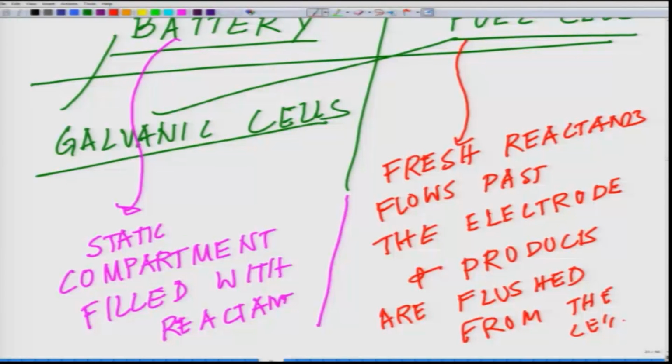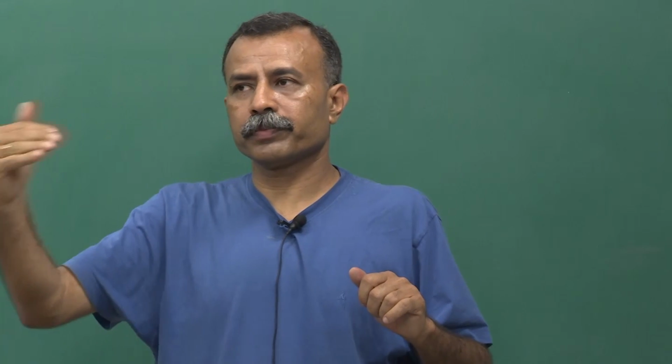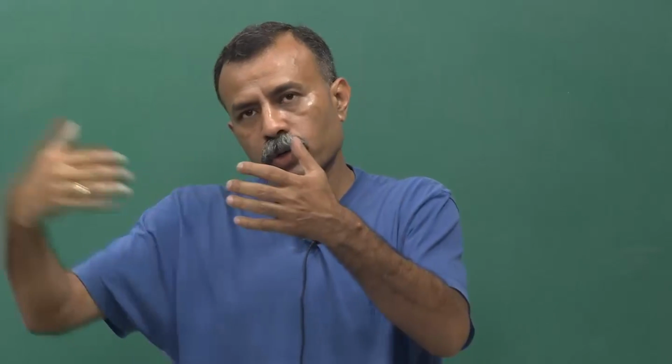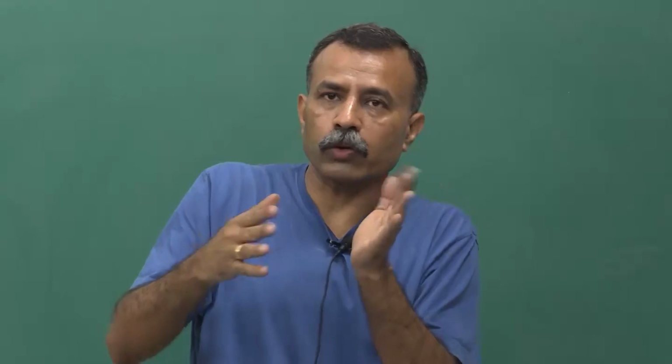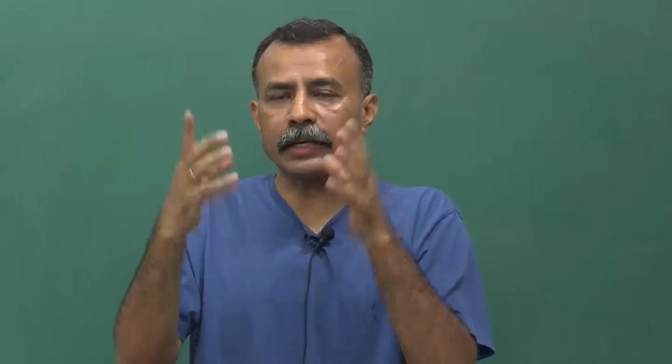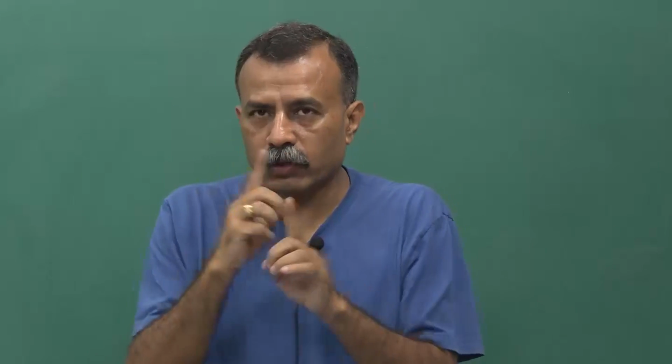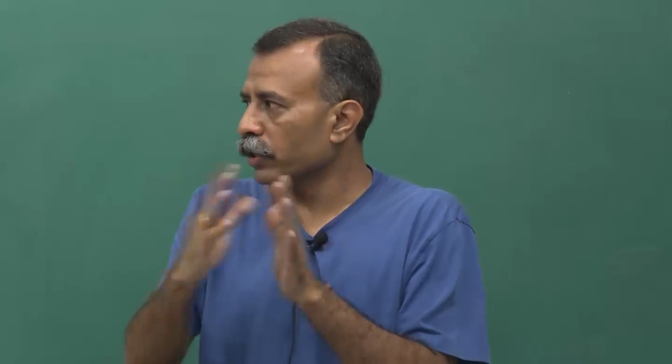So, in other words, when we talk about a fuel cell, essentially what we are talking about is there is a continuous input of the reactants. So, there is an electrode, there is an input of the reactants, and the product which is coming out is getting flushed out. Whereas, in the case of a battery, it is a static chamber where the reactions are continuously happening without much shift. Okay.